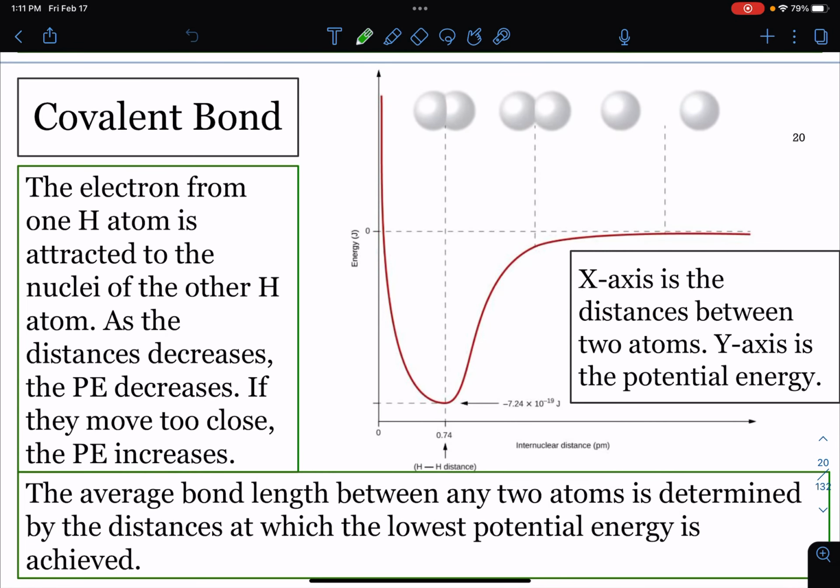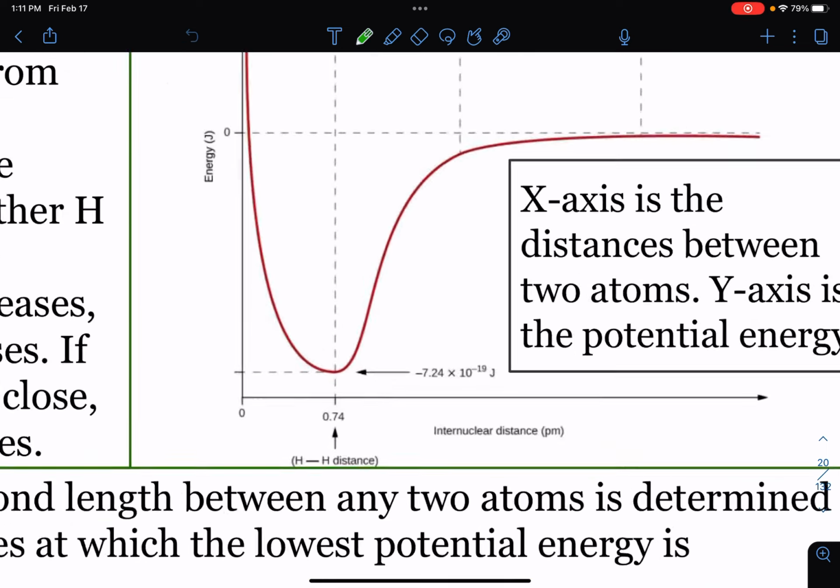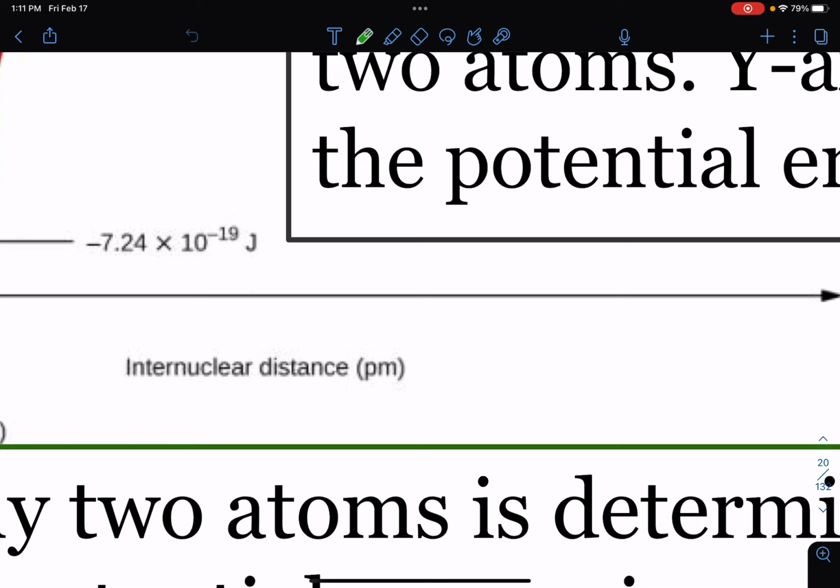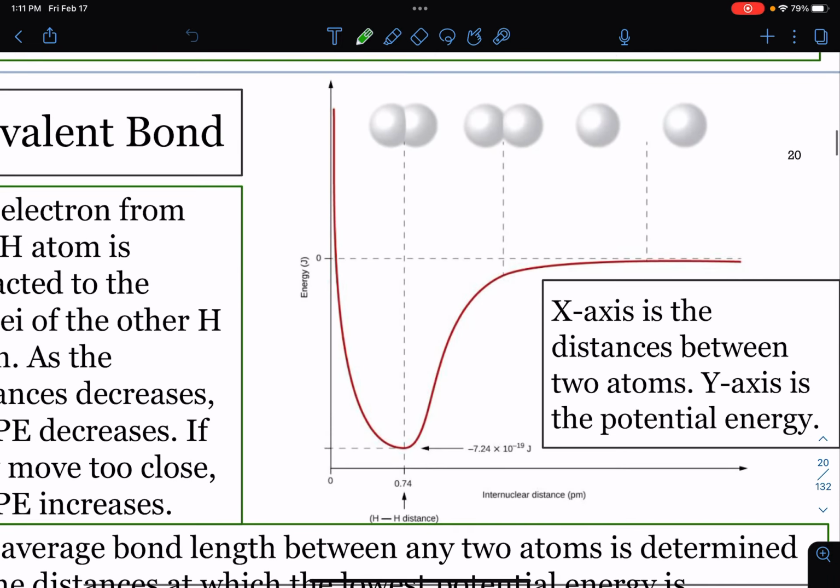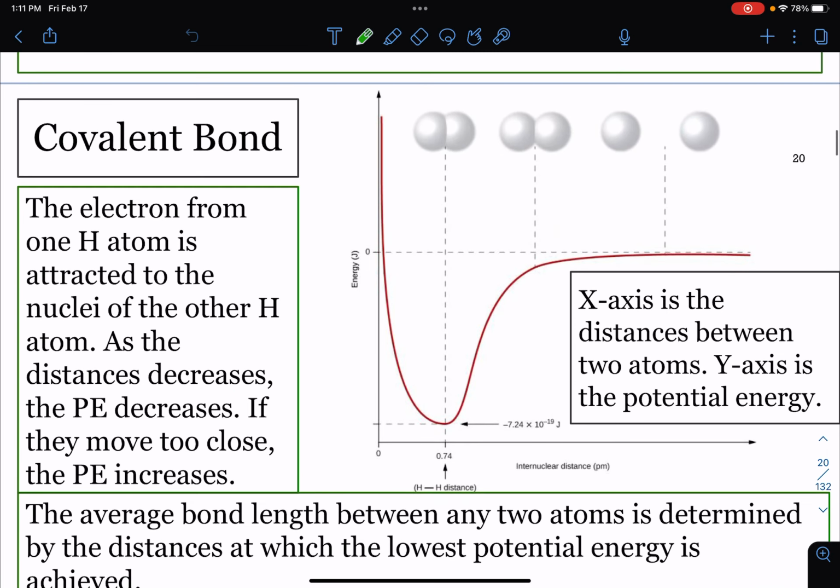On this graph, we have the internuclear distance on the x-axis. As you can see here, it is measured in picometers. This means how close the nuclei of two atoms are, and it's measured in picometers, which is a trillionth of a meter. The y-axis measures the amount of potential energy the atoms have. Starting on the right-hand side of this graph, the atoms are far apart and have roughly zero potential energy. As they move closer together, the nuclei become closer together and the potential energy starts to decrease until they reach the lowest part on this graph.